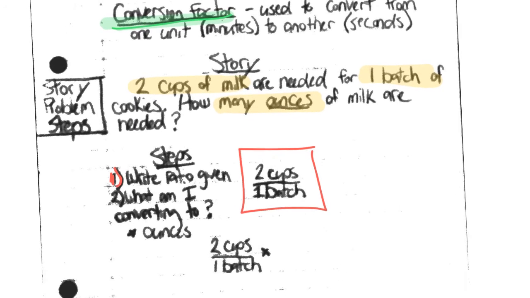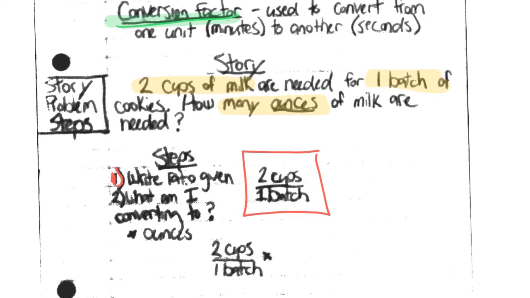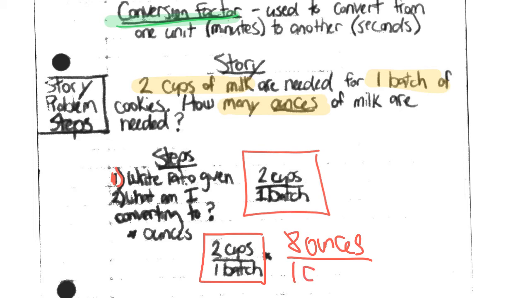So we write it: 2 cups in 1 batch. I wrote that right here. Now we have to multiply that because we're converting. So what we are converting to here is 8 ounces. This is going to be an equivalent ratio here, or not an equivalent ratio, but the 2 portions, like whatever's on the top and the bottom, are equal. So 8 ounces is equal to 1 cup.